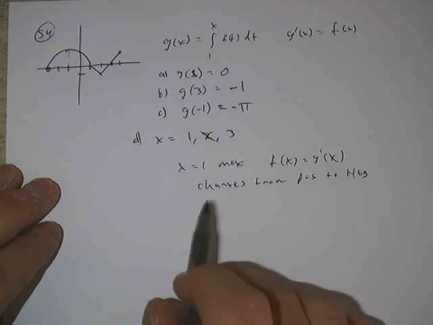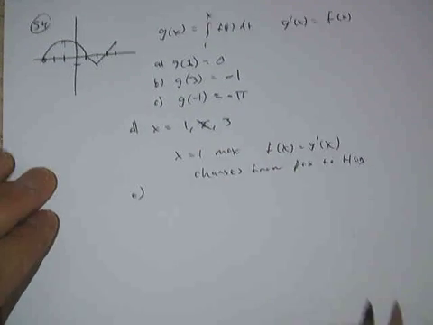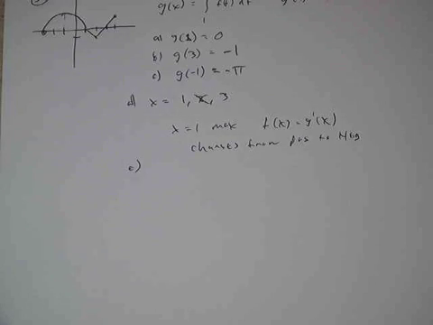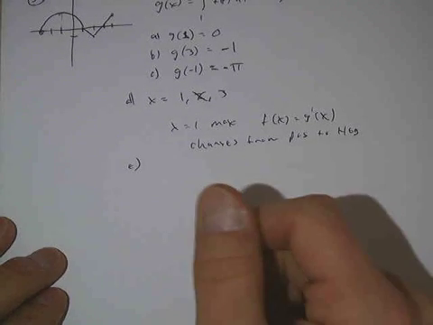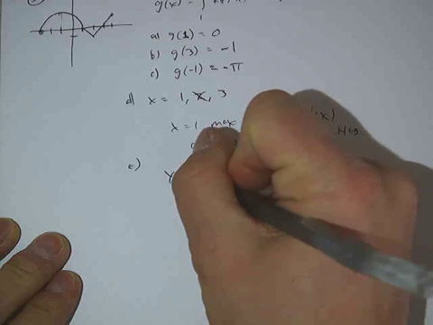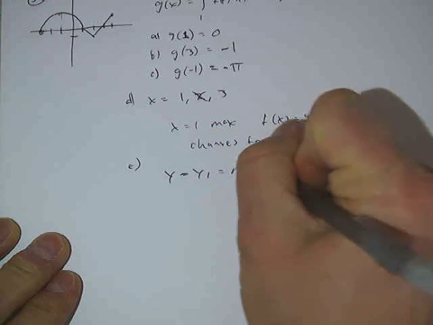Alright, so how about part E? It says in part E, write an equation for the line tangent to the graph of g at x equals -1. Well, ultimately, if we're going to write the equation for any line, we're going to write down the point slope form first.